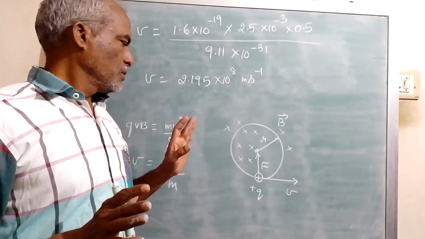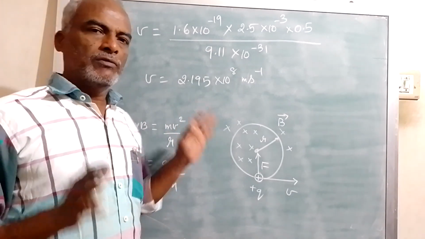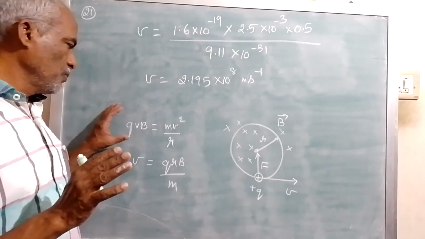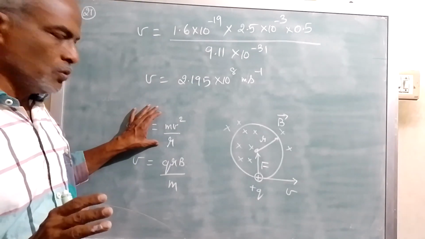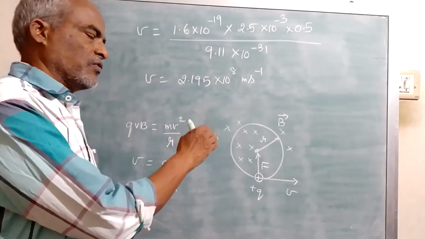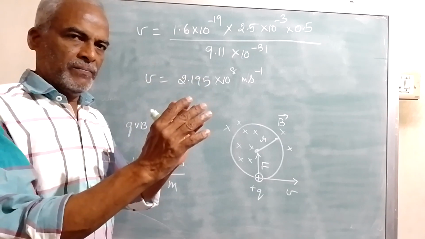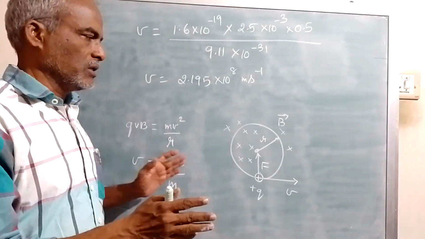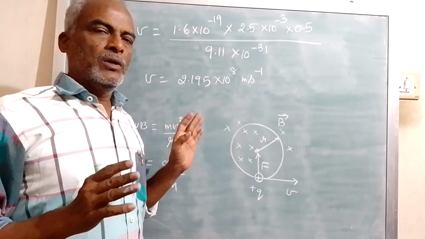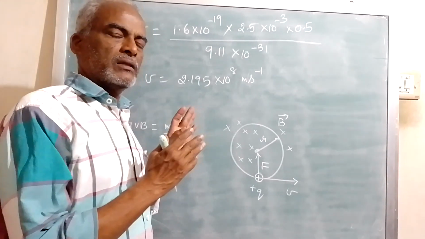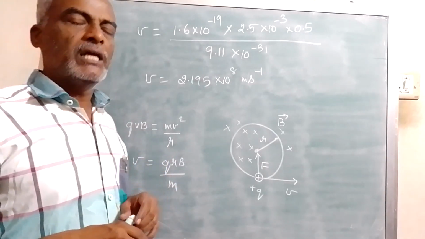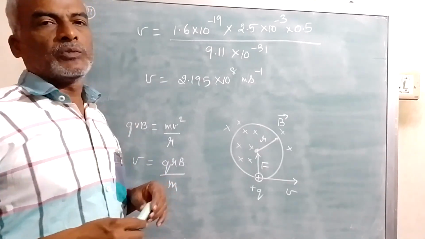With this idea, the important point you have to remember is that the Lorentz force equation can be equated to the centripetal force, which is in the mechanical domain. This is in the electrical domain. So both can be equated because both are force only. We are considering one from a mechanical perspective, the other from an electromagnetic perspective.